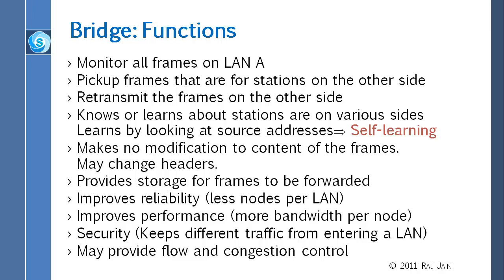They provide storage for frames to be forwarded. If the other side is busy, they will keep it in the queue. It improves the reliability because now you have fewer nodes per wire. It improves the performance because you have fewer collisions, and improves the security because you can prevent the traffic from entering a particular wire, and may provide flow and congestion control. So again, this was a debate at the time when we were discussing the standard. Some people wanted bridges to do flow and congestion control. So the IEEE standard allows that, but nobody uses it today.